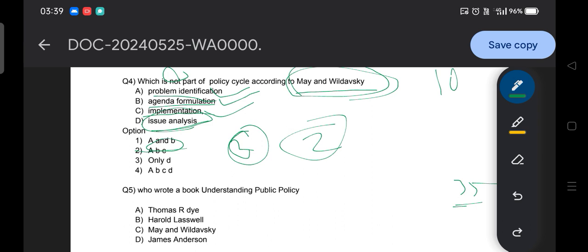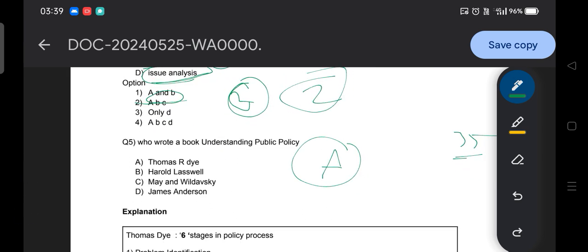So question number 5, who wrote a book Understanding the Public Policy? Option A, Thomas R. Dye. Option B, Harold Laswell. C, May and Wildavsky. And option D, James Anderson. So the answer of question number 5 is option A, that is Thomas R. Dye. Okay, so important book. So those who marked option A, they are correct here.